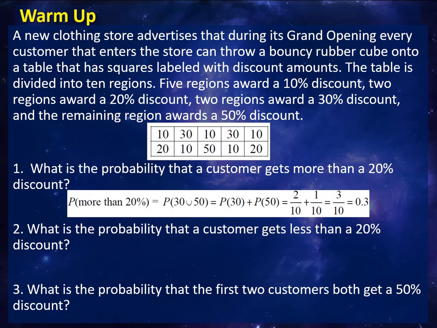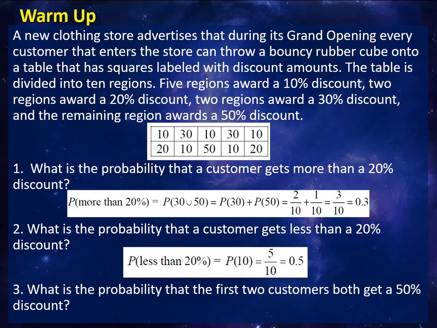Problem 2 says a customer gets less than a 20% discount. So how many options are there for that? 5. There are exactly 5 out of the 10, or 0.5. Okay? So far, so good? One person, very easy to work the probabilities.